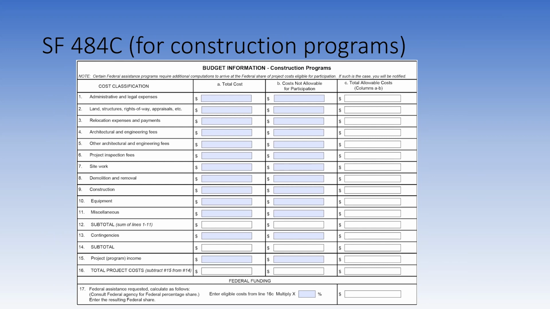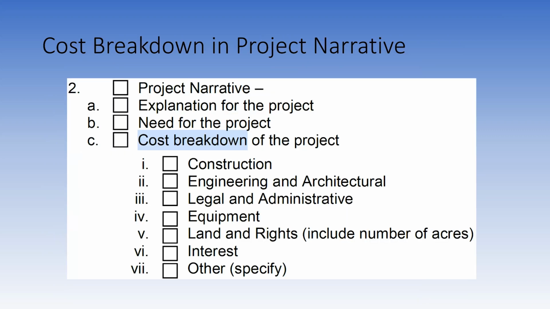So item 17 there at the bottom, federal assistance requested, calculated as follows. Consult the federal agency for federal percentage share. So that would be, they're telling you to contact the rural development office so you can get the specific federal agency's federal percentage share. So I'd follow the instructions and make that contact so that you can make sure to have the most up-to-date number in that process.